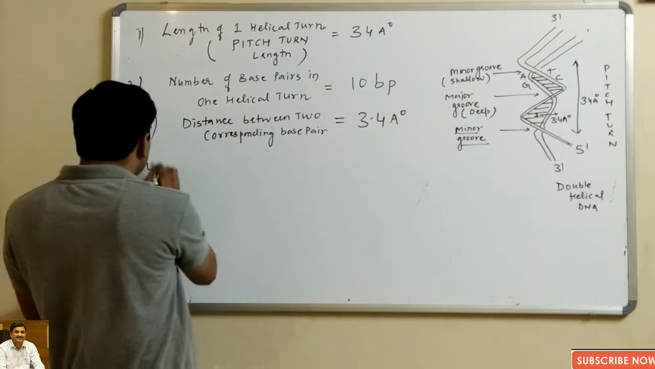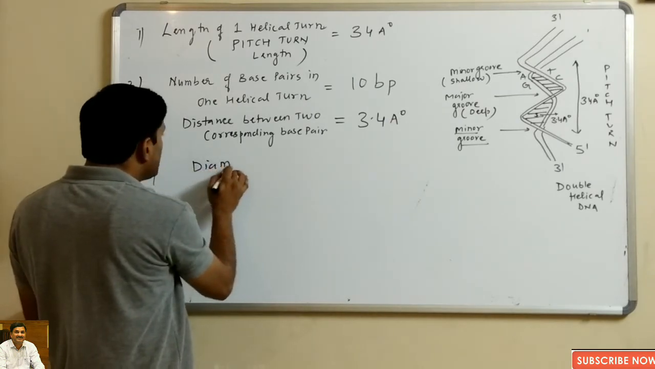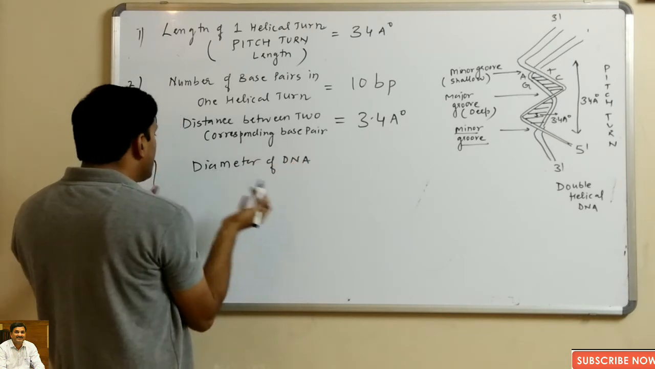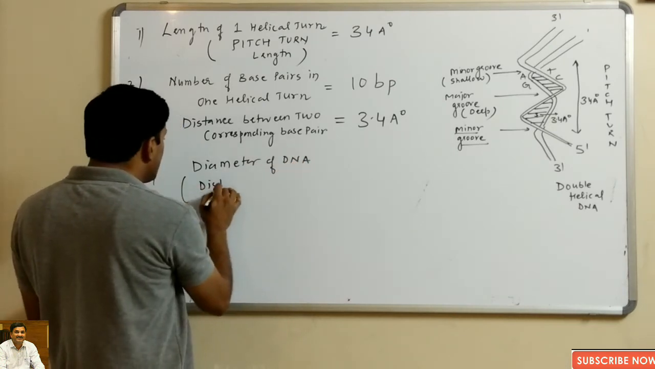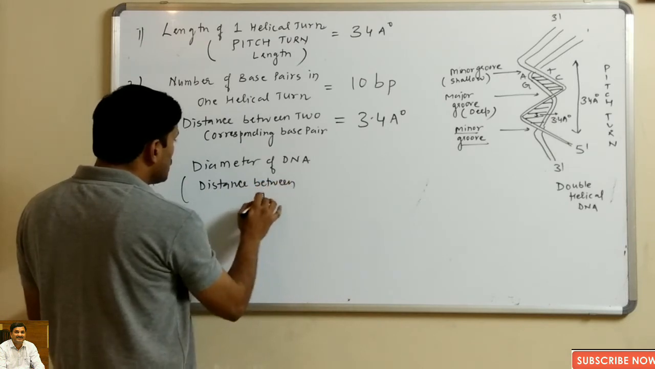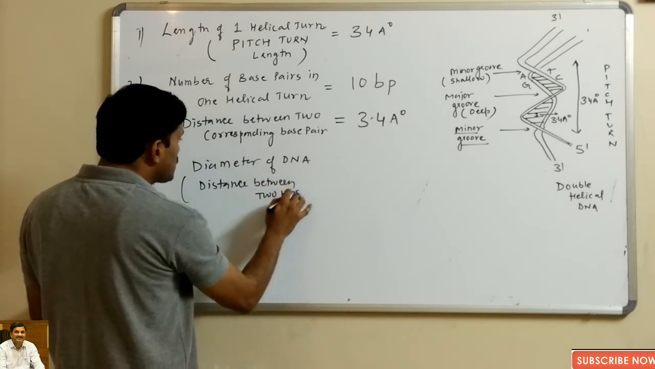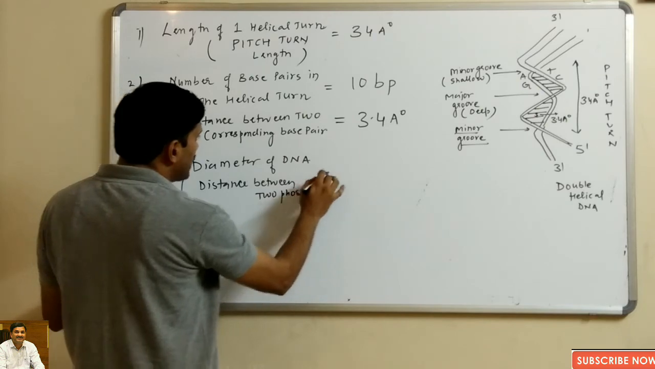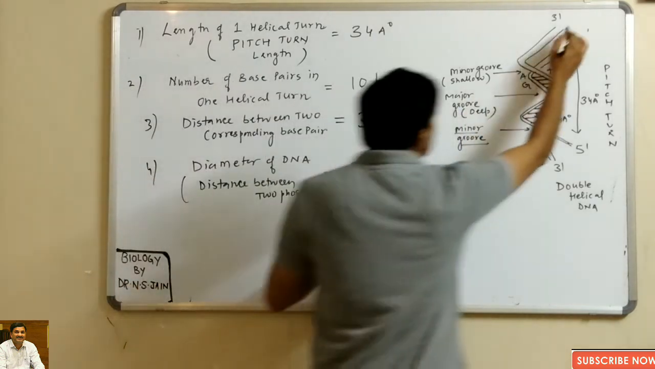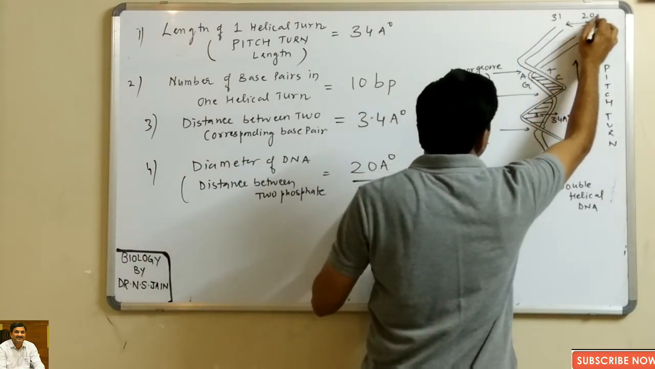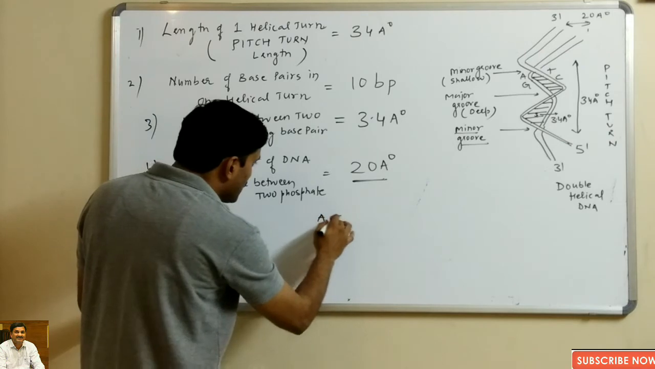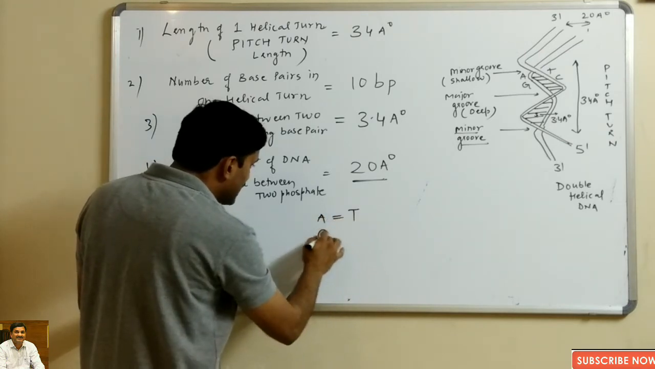Okay, now comes the diameter of DNA. What is the diameter of DNA? Diameter of DNA means the distance between two phosphates. Distance between two phosphates is known as the diameter of DNA. So the diameter of the DNA in the case of B-DNA is 20 angstrom. That is from here to here. That is known as 20 angstrom. I will be making the two polynucleotide chains like this.